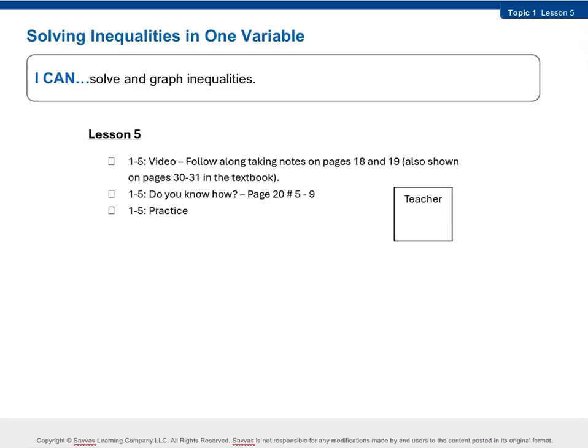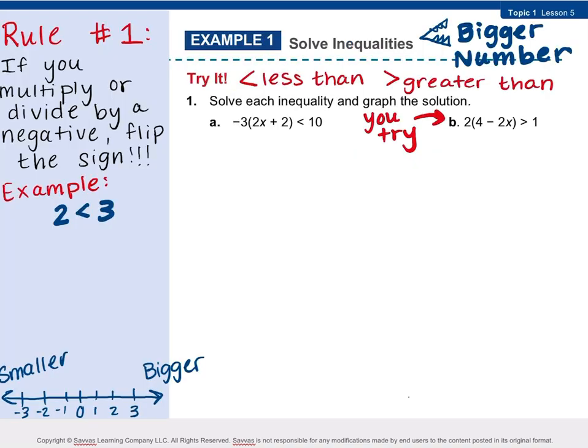All right, on to lesson 5. So we're going to solve and graph inequalities. If you're watching this video, you should be following along, taking notes on pages 18 and 19 in your workbook. Be tracking on your checklist. We're going to start with number 1, which is on page 18.